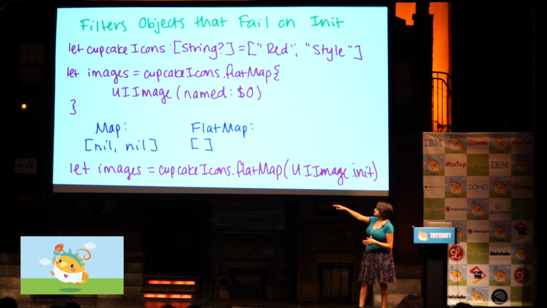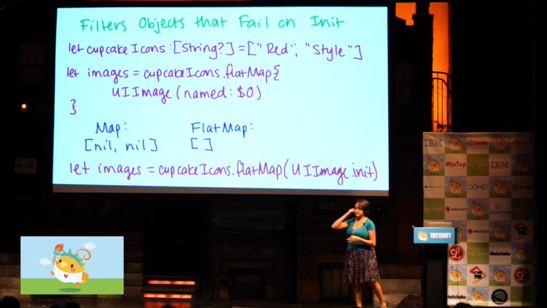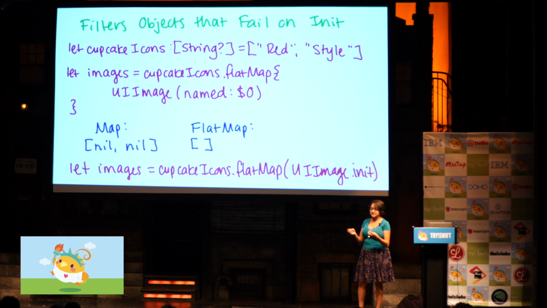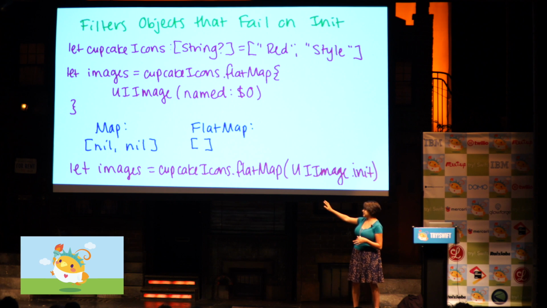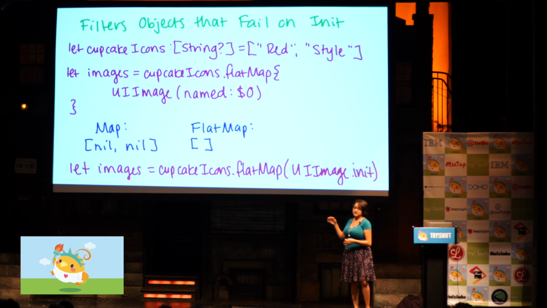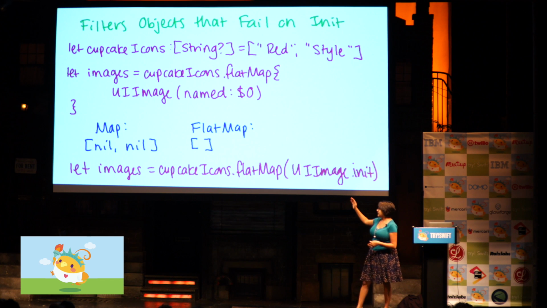So if I were doing something where I had all of these strings of types and there were cupcake icons, if I did a flat map and tried to make a UI image out of it and these images didn't exist, mapping would give me something that said nil, nil. Flat mapping would actually take out all of the nils. And so if you have objects from your server, you got all these dictionaries and they're not creating real objects, you would find out very easily, and they would just be dropped from your array.